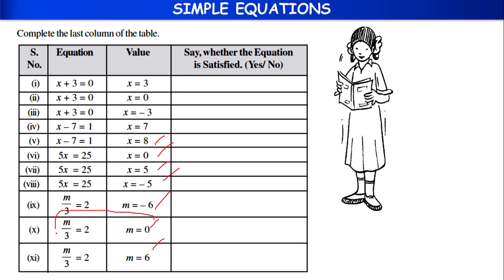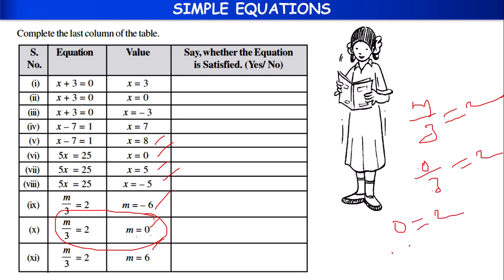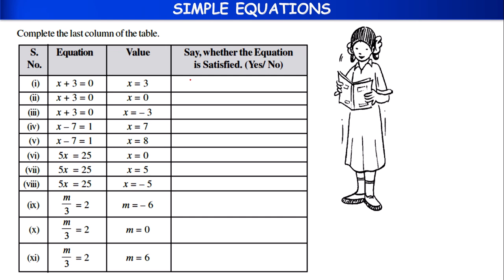If you see this 10th one, m by 3 equals 2, m equals 0, 0 by 3 equals 2, 0 equals 2, false. This is not satisfied. Like this, you can solve them and you can keep yes or no in the last column, children.